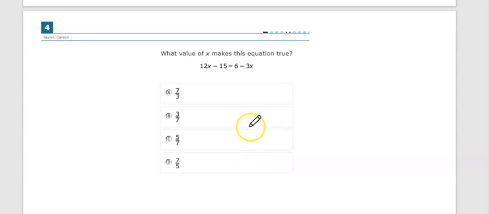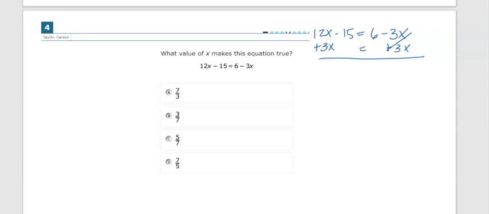All right, number 4. All right, a little bit easier now. Those who don't like those fractions. So we have 12x minus 15 is equal to 6 minus 3x. We want the variables on the same side, so we're going to add 3x to both sides. All right, this cancels. Then you did 12 plus the 3x is 15x. We still have the minus 15, and then we still have the 6.